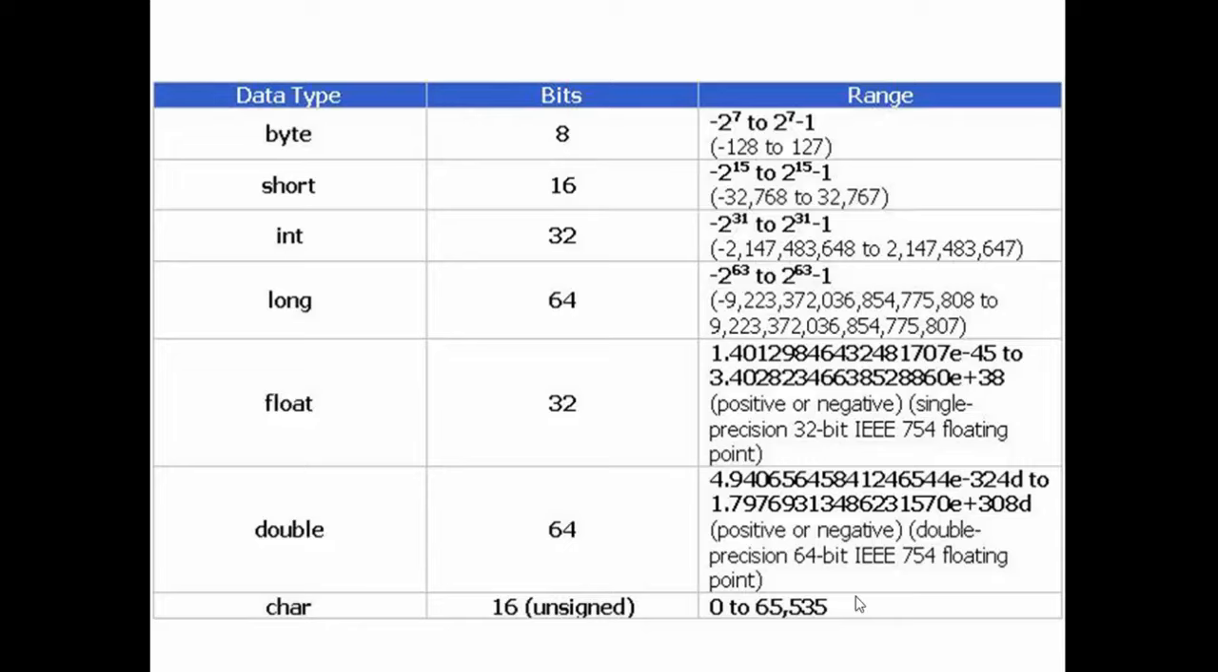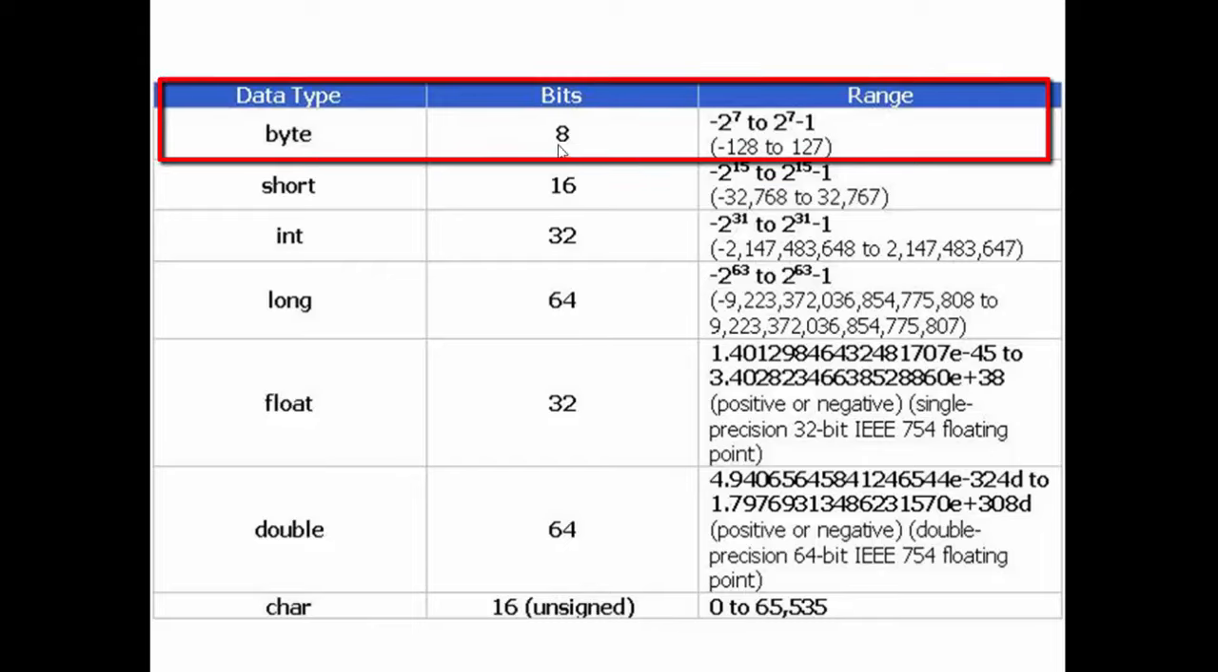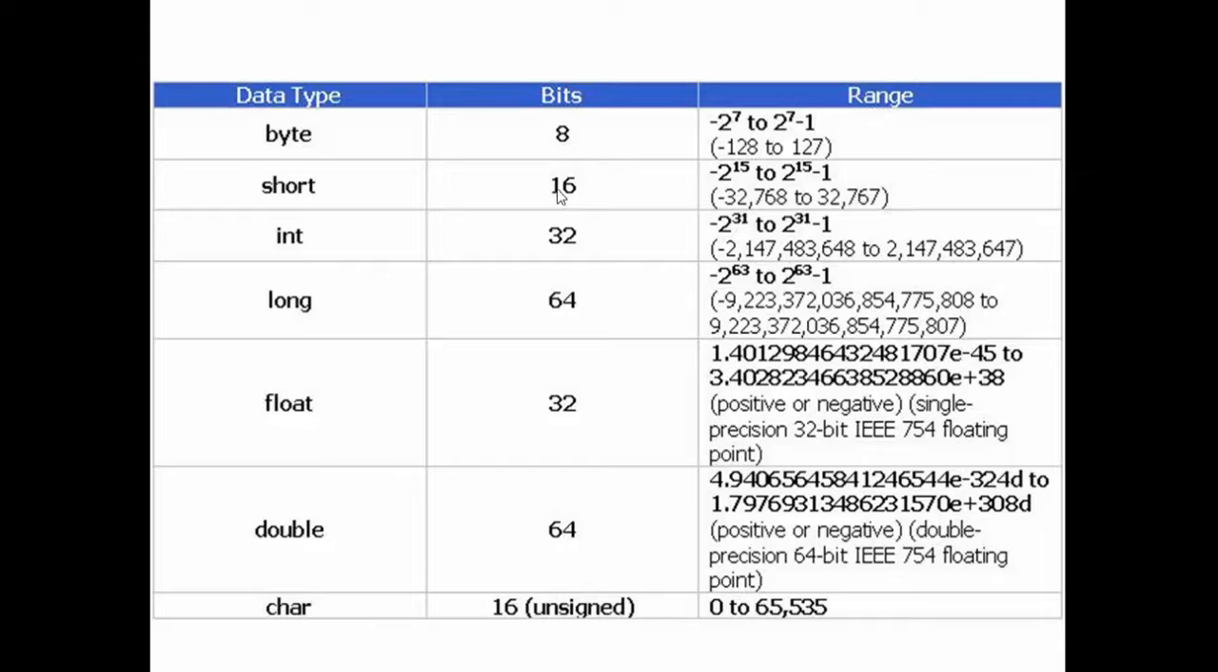This table shows you the range of values which each data type can accept and how much memory it occupies. A byte occupies 8 bits of memory and it can accept a value between -128 and 127. And in the table you can see the rest of the data types along with the memory bits and the range in which they accept values. So depending upon the value, you might need to choose the data type.